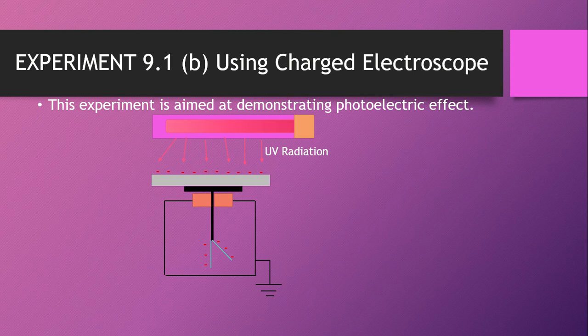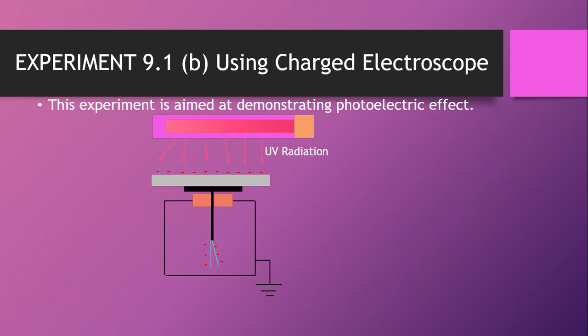For the negatively charged electroscope, the leaf divergence decreases. This is because the electrons emitted from the negatively charged zinc plate are repelled and the electroscope becomes discharged as a result, so the leaf divergence decreases. That's something we need to appreciate. So the leaf divergence decreases, as you have seen there.